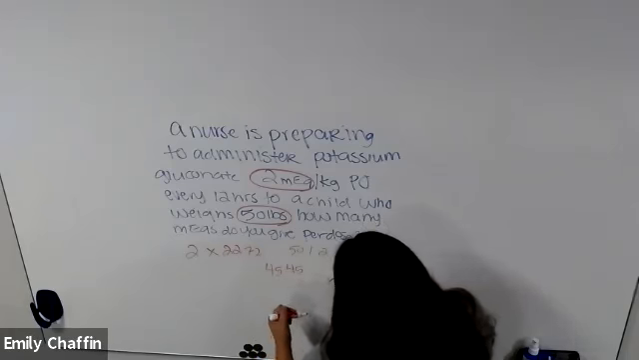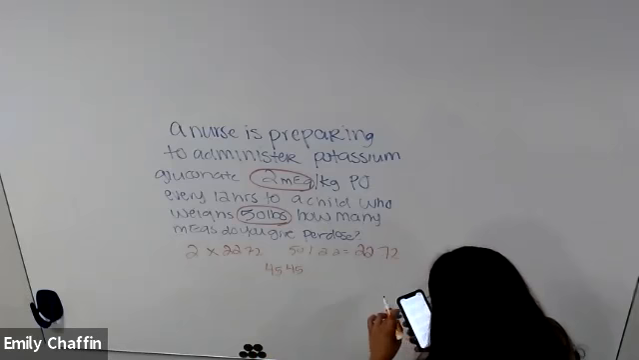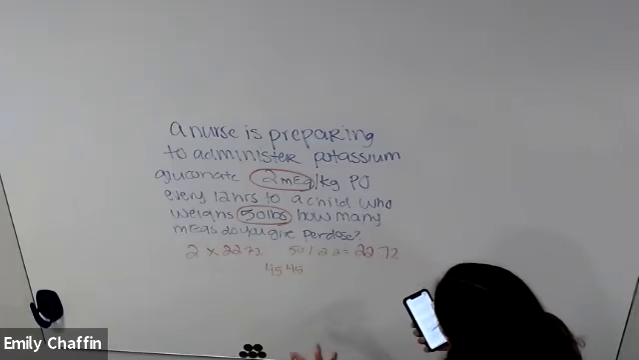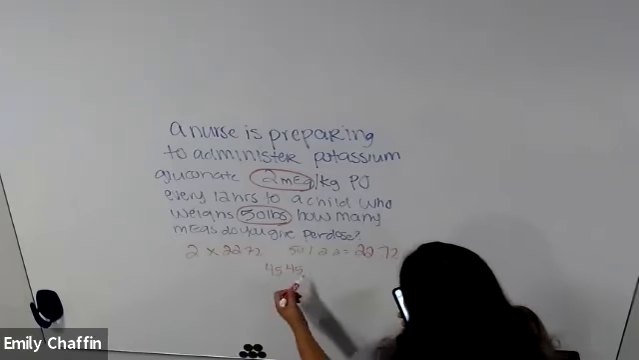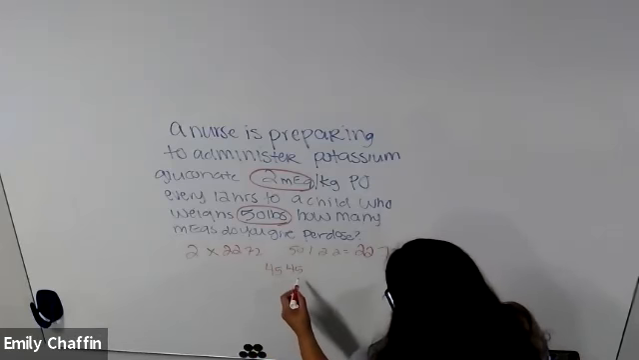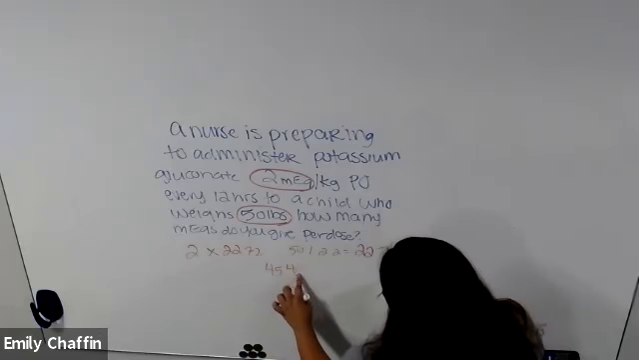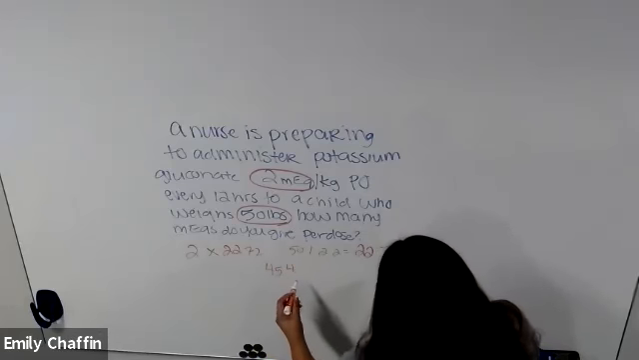45.45. In this problem though, it'll tell you to round to the nearest 100th or 10th. Here, it's to round to the nearest 10th. So then essentially it would just be 45.4.